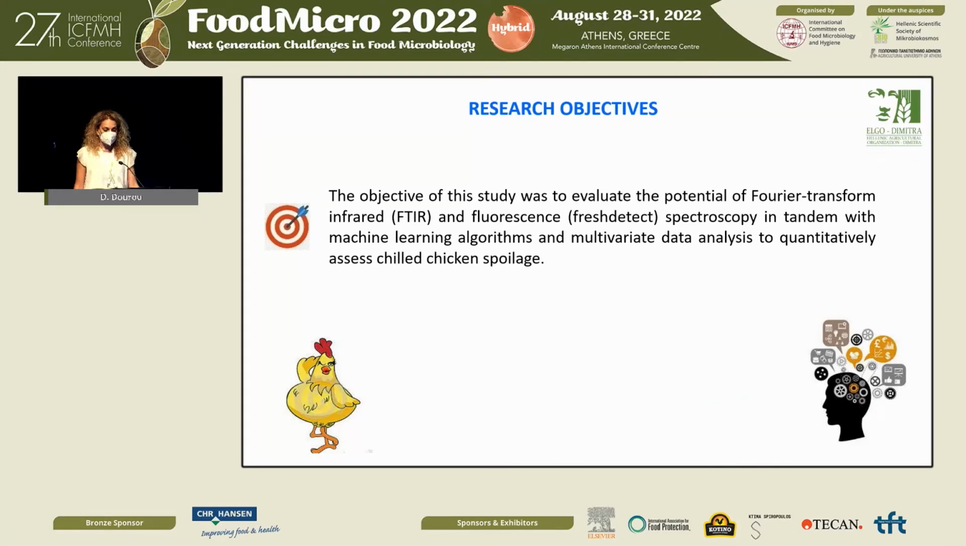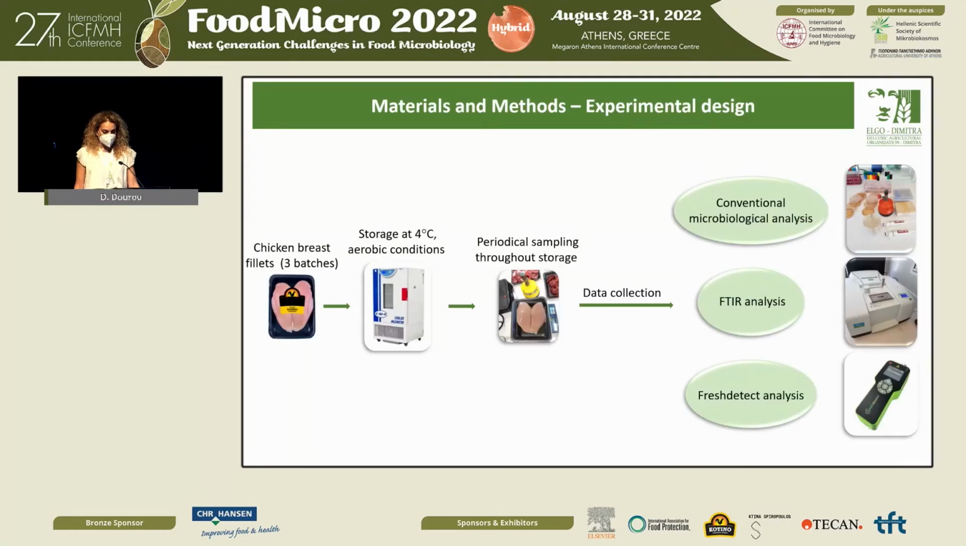So we are moving to the research objectives, which was to evaluate the potential of Fourier transform infrared and fluorescence spectroscopy in tandem with different machine learning algorithms and multivariate data analysis to quantitatively assess chilled chicken spoilage. Very briefly, we obtained breast fillets from a local industry. They were stored at 4 degrees Celsius under aerobic conditions in the original package, and they were periodically sampled throughout storage.